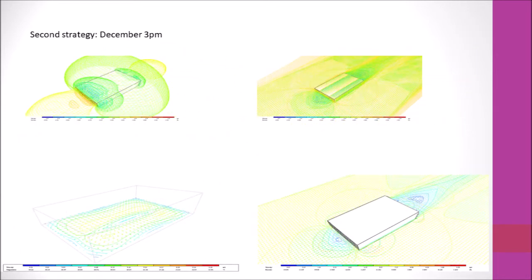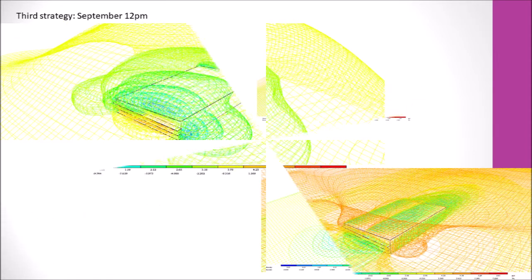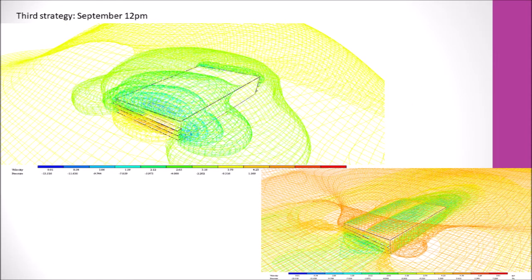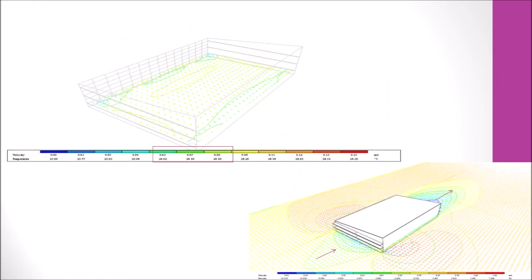This is the simulation of the second strategy. For the third strategy, more uniformity in pressure levels can be seen. Here we can see the wind flow of the pavilion. It penetrates from the west and exits from the east. Also, internal ventilation of the pavilion has improved.